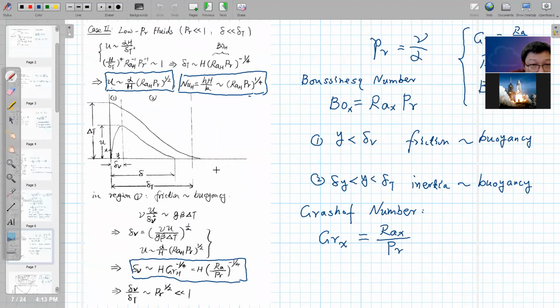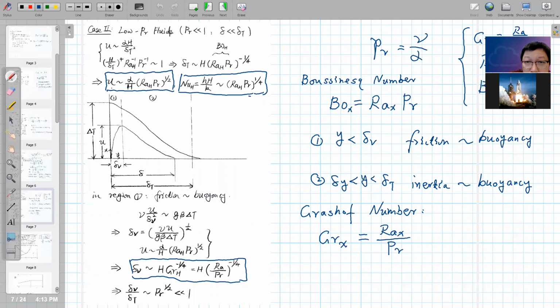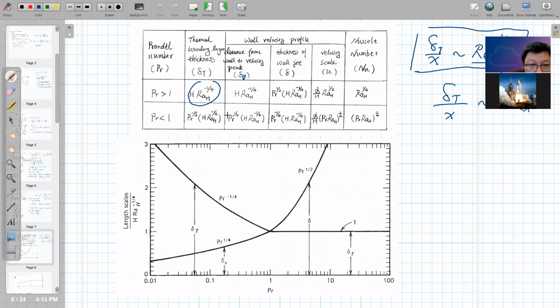And this is the case when the Prandtl number is small. The important result is shown in this table. When the Prandtl number is larger than 1, the thermal boundary layer thickness scales like this. Later, with the other methods, we can show that, from this equation, remember this definition: this is the Rayleigh number.